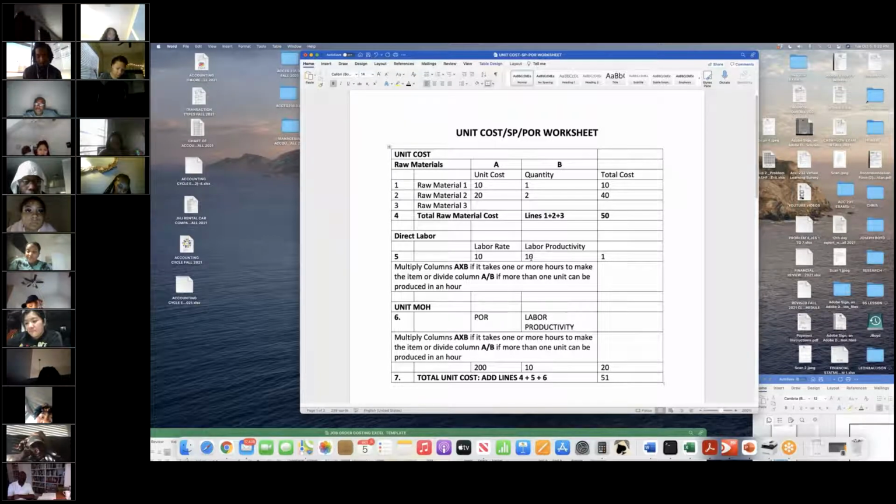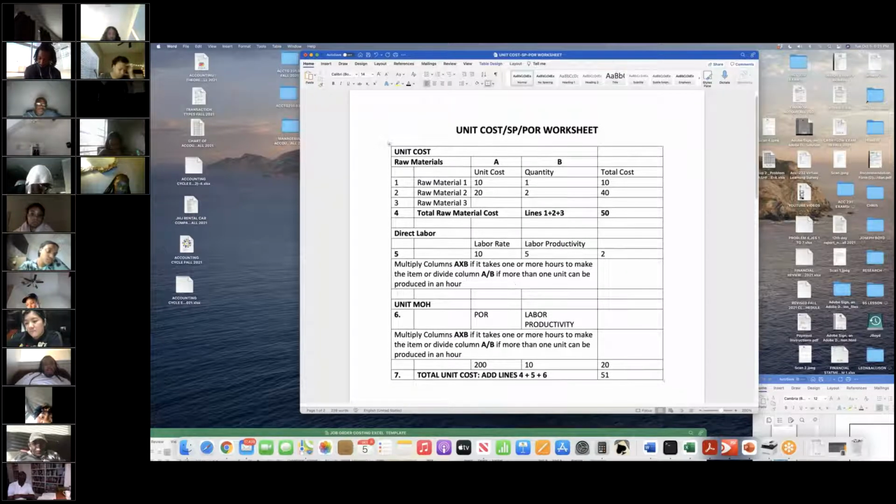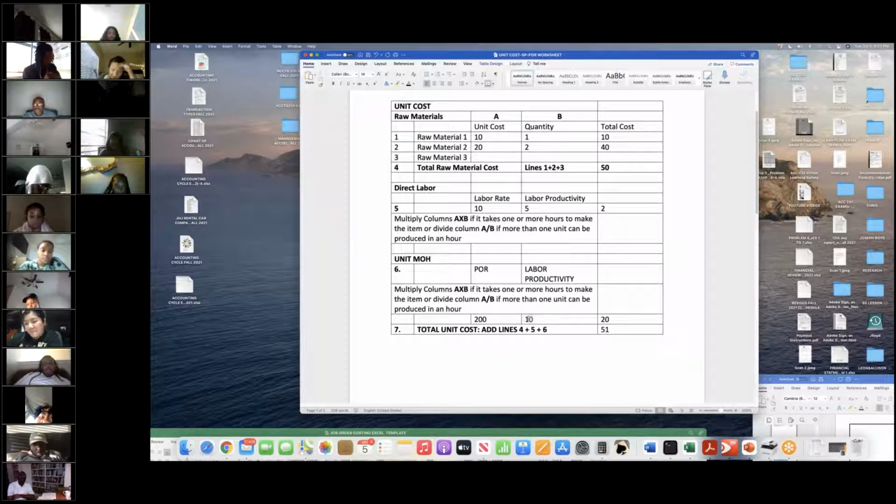Now, labor productivity is what? $10 per hour, 5 per hour. So since we can make 5 an hour, we're going to do what? Divide by 5, we're going to get 2 here. So this is going to be 5, but we need to calculate a POR. I got 100. Me too. So I'm going to stop here for a second.